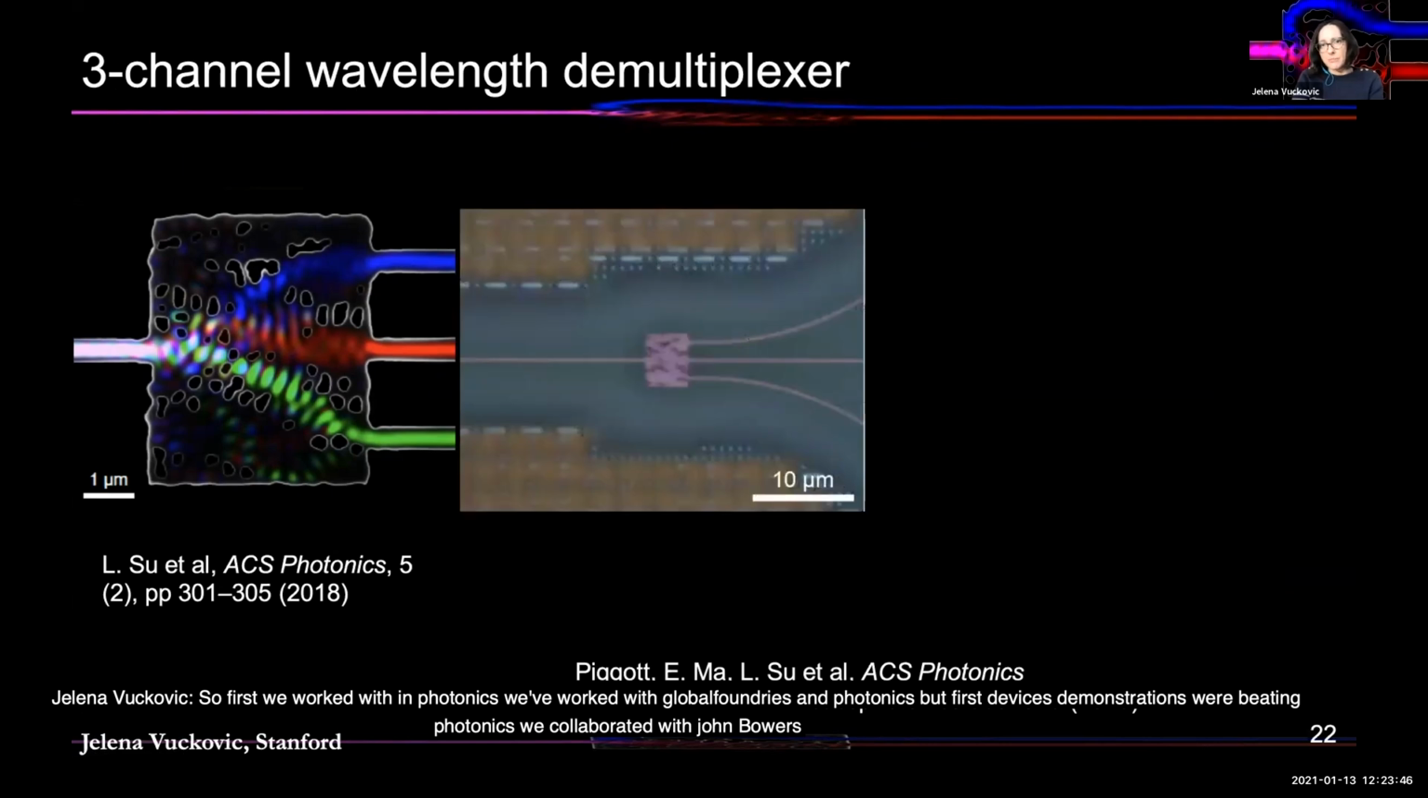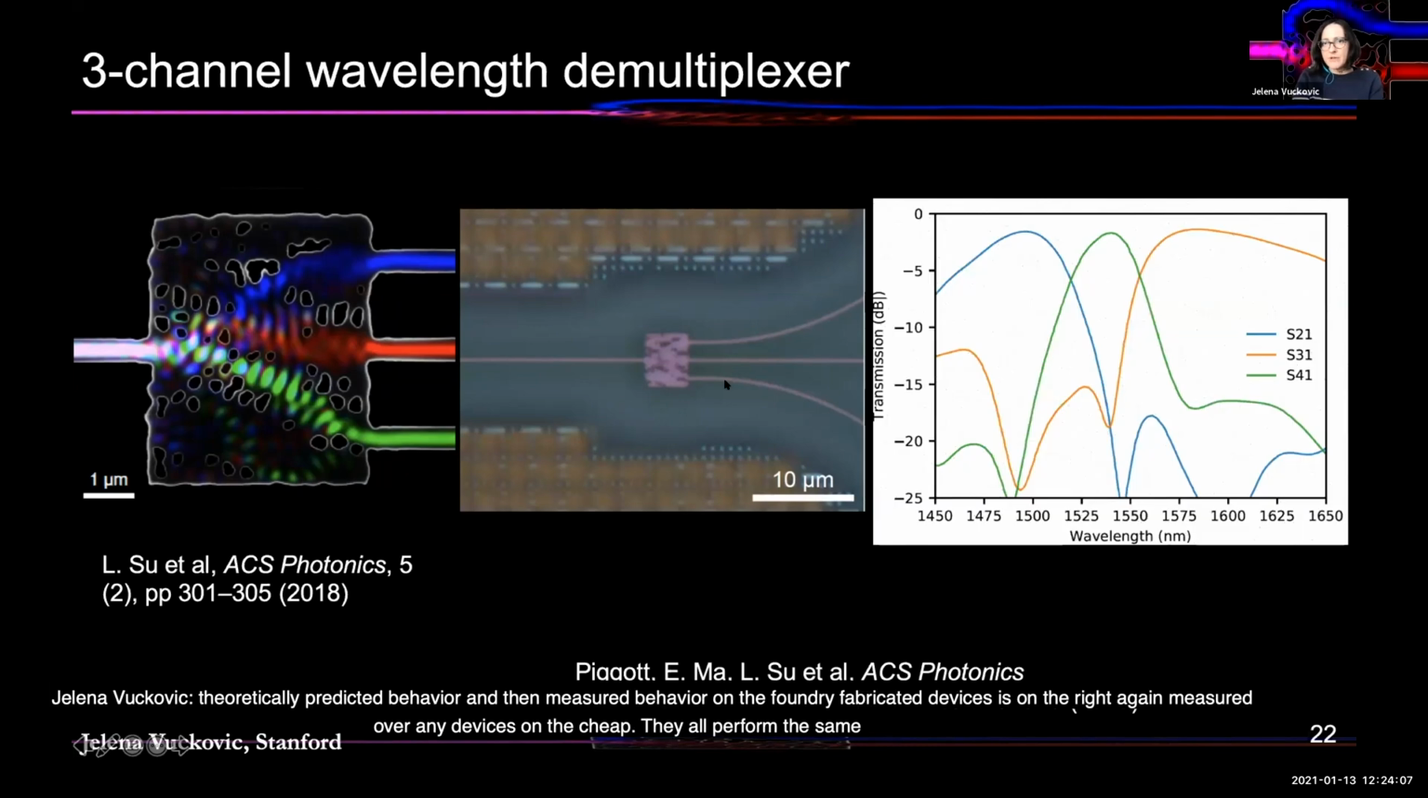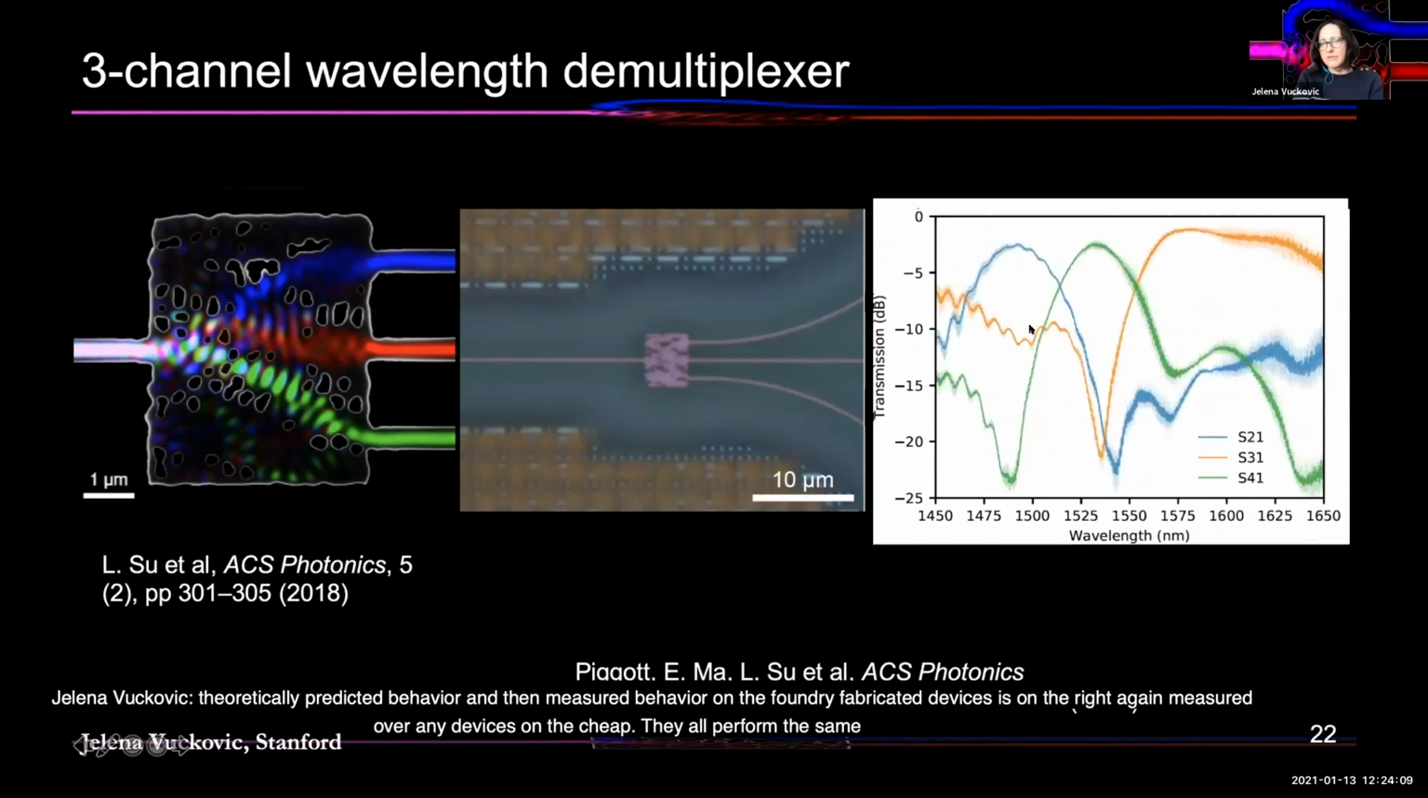We collaborated with John Bowers. For the first round, we just sent exactly the same designs and layouts that we already fabricated and measured at Stanford, like this 3-channel wavelength splitter. Here is the device we made at Stanford on the left. Here is a device made by AIM Photonics, same design, in the middle, theoretically predicted behavior, and then measured behavior on the foundry-fabricated devices is on the right. Again, measured over many devices on the chip. They all perform the same.